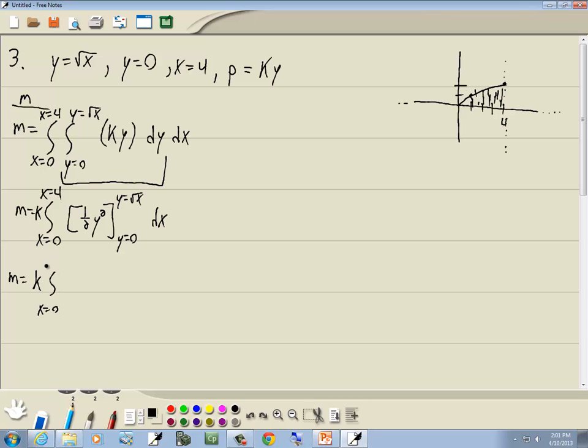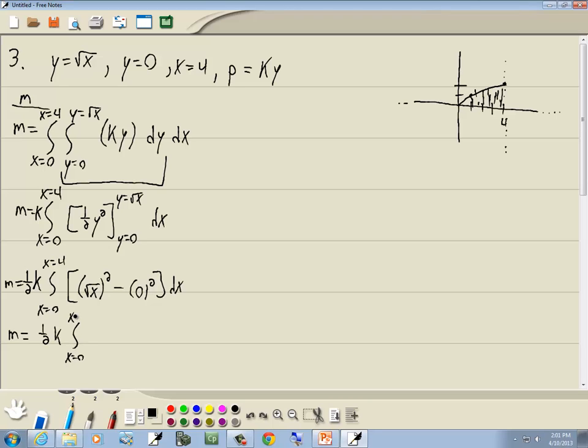And we got x equals 0 to x equals 4. I'm just not leaving enough room here. The 1/2 we can put out in front, so I don't have to worry about it. So we got 1/2 k there, and we're left with y squared. And I'm going to plug in these values. So put in the square root of x for the y. So I have square root of x squared minus, I put 0 in for the y, so I'll have 0 squared dx. So we got m is equal to 1/2 k.